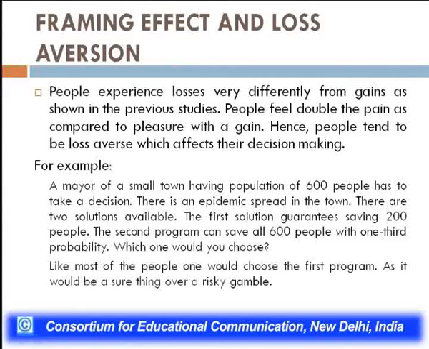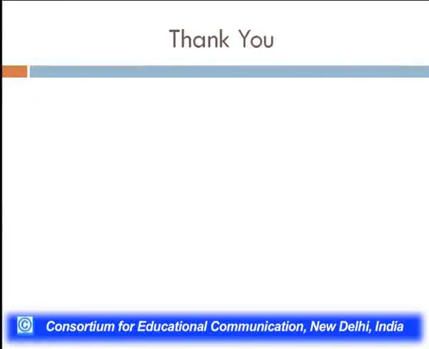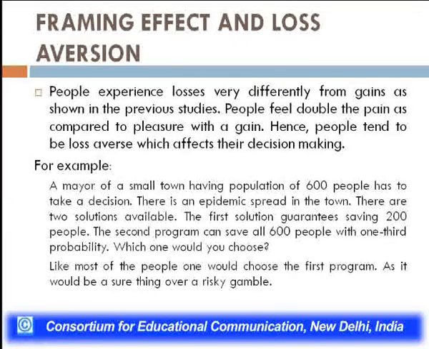Most likely, people choose the first program which guarantees saving 200 people. So, it is more sure over a risky gamble to choose out of the two alternatives which are given. To summarize all the topics which we have discussed today about prospect theory and loss aversion, basically we come out with certain points to remember.